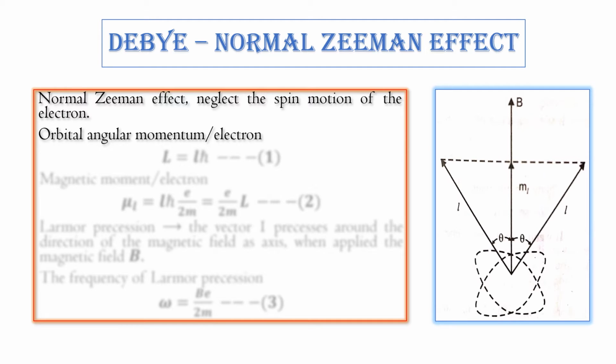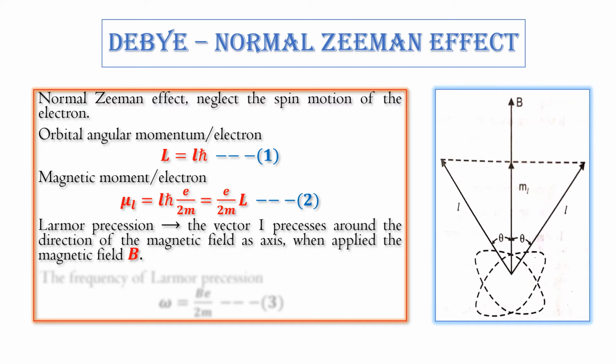Here we take the orbital angular momentum of the electron as capital L equal to small l into h cross, equation number 1. Then the magnetic moment of the electron is given by mu L equal to L into h cross e by 2m. It gives e by 2m into capital L, equation number 2.